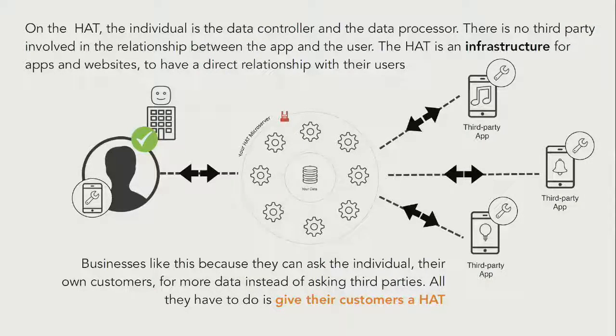This is the legal picture of the hat data ownership. The individual is the data controller and the data processor. To quickly explain this, in the Facebook scenario, the data controller is actually Facebook itself and not us. We are only the data source. The data processor is also Facebook. Now we want to bring the data controller and the data processor back into the hat microserver, which belongs to you. So the hat is the infrastructure for applications and websites to have direct relationships with the users.